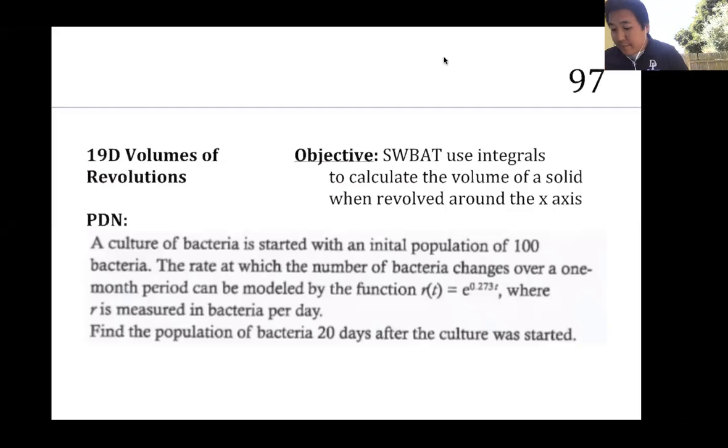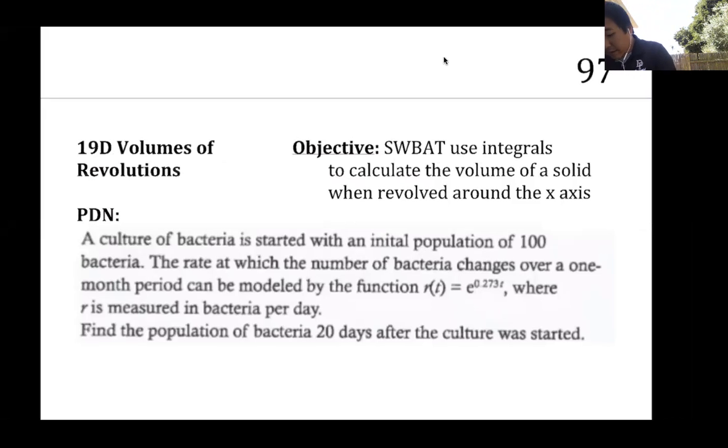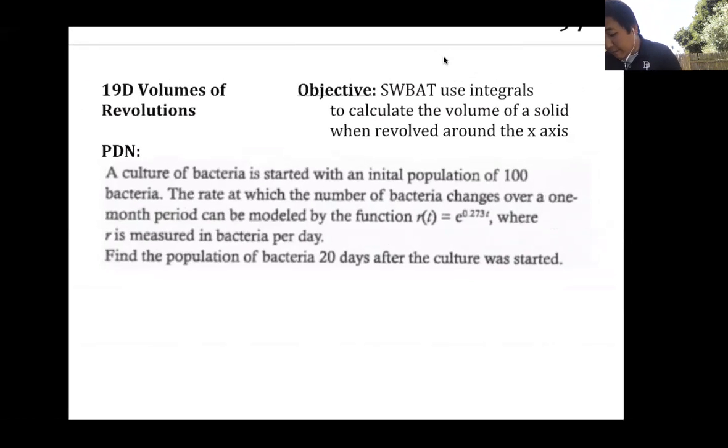All right, so 19D, volumes of evolution. A culture is started with an initial population of 100 bacteria. The rate at which the number of bacteria changes over a month of the period can be modeled by the function R, where R is measured in bacteria per day. Find the population of bacteria 20 days after the culture was started.